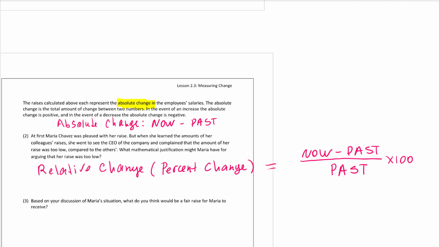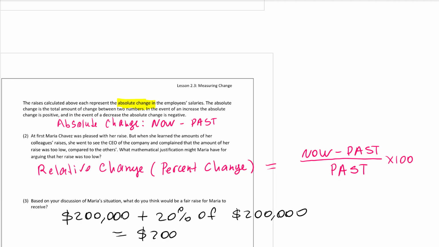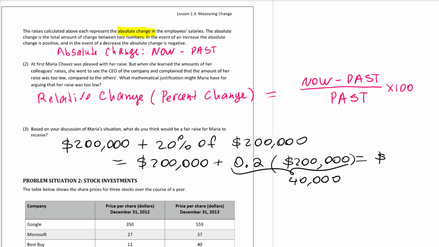Alrighty, so let's review it. So her salary was $200,000. We increase it by 20%. Notice we do this very often. All right, so I'm going to write it like this. So it's 200,000, and then we'll multiply it by 0.2, the 20% as a decimal. So that would be 40,000. So her salary should be 240 if she were to get the same raise.